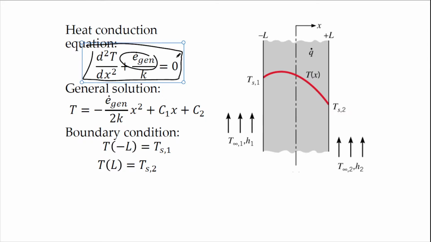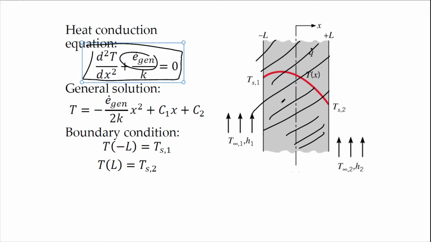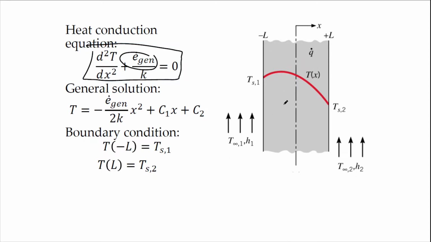So E dot gen is a volumetric phenomenon, meaning that the heat generation occurs over the whole volume. Every point will feel the E dot gen. It's not a dimensional property, meaning E gen is not a function of x. It's just a constant, and it fills everything in the volume.